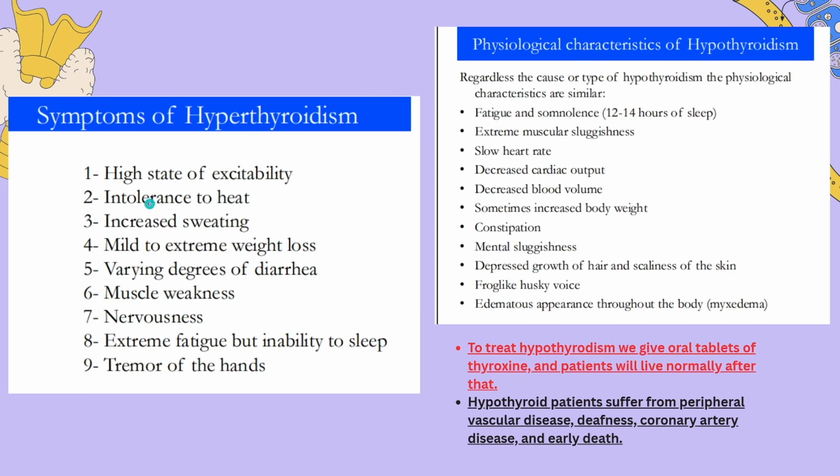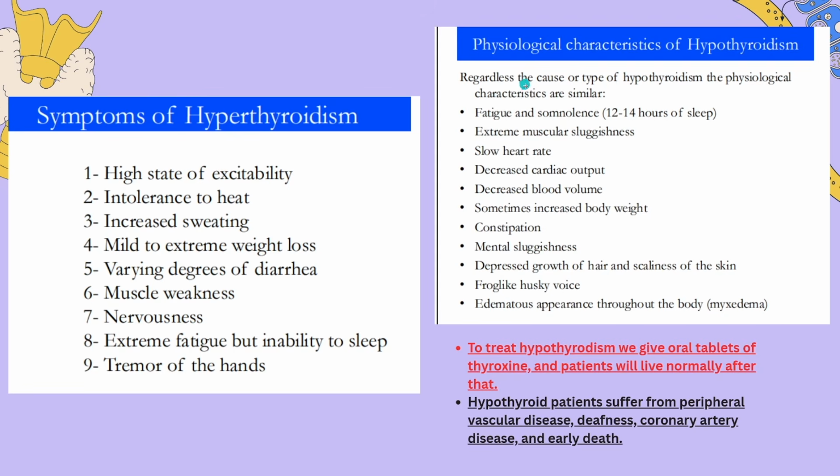More metabolism, so intolerance to heat. More sweating to cool off, thus increase of heat. Extreme weight loss due to the increase of BMR. Diarrhea, I don't know why, but you get diarrhea with hyperthyroidism. You get muscle weakness due to the prolonged effect of the hormone on it, since it increases its reaction. Nervousness, it causes anxiety, paranoia, and all of that to the CNS. Fatigue with inability to sleep and tremor of the hands.